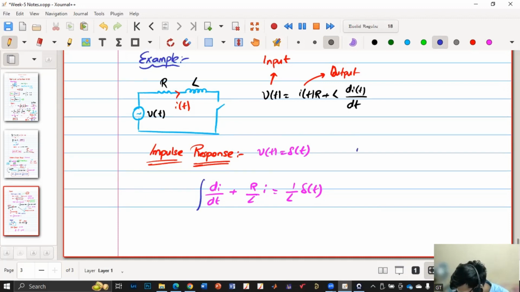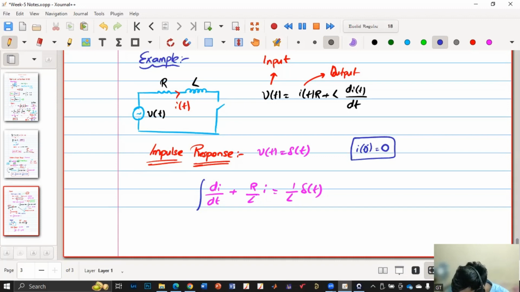And one thing is there, I of 0 minus is equal to 0. So initially, before giving the impulse response, the system was open and it is assumed that the current is 0. So this is the boundary condition.